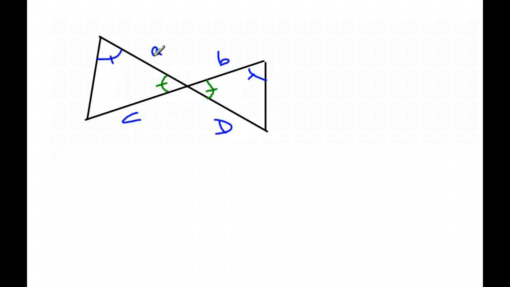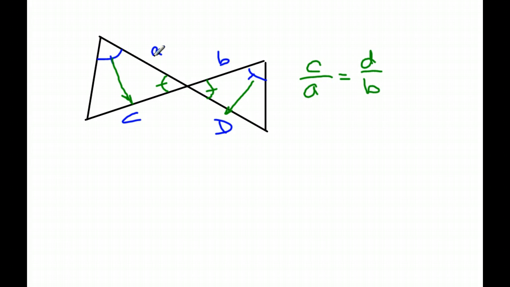So similar triangles have a proportional relationship here. So my proportions are C is to A as D is to B. So C is to A as D is to B. Now notice we pick C as the top one that's across from that angle, and we picked D because it's across.